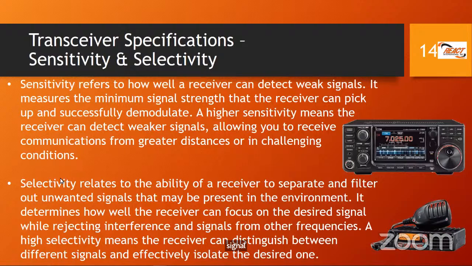All right. So let's now talk about two parameters or two specifications about your transceiver. We talked about what a transceiver is. Remember, we said it's a transmitter and a receiver in conjunction. So inside of our transceiver, we have a receiver and we also have a transmitter.